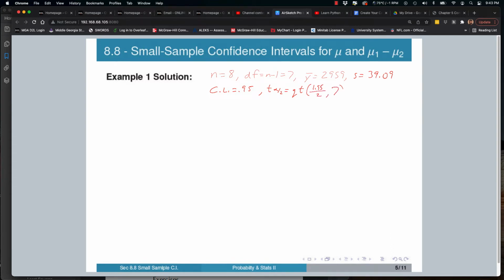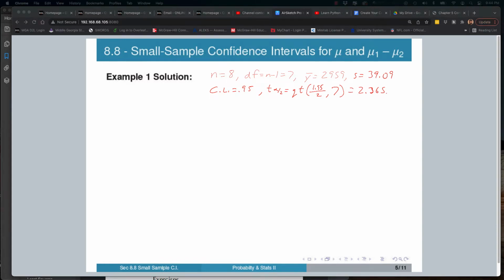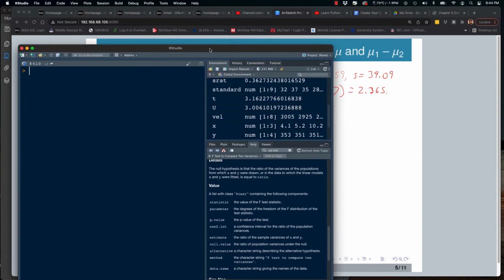Comma 7 degrees of freedom, and that gives me a critical value of 2.365. So I've got everything I need. Just kind of a refresher if you haven't used R in a minute. If you're taking biostats this semester, then you're pretty comfortable using R. But if you're going to be using R to find other things, it might not hurt to give you a quick refresher if it's been a minute since you've used R.